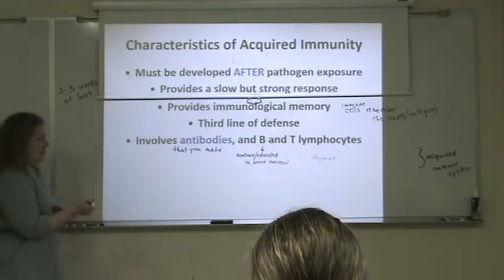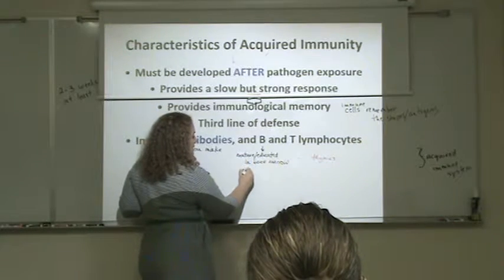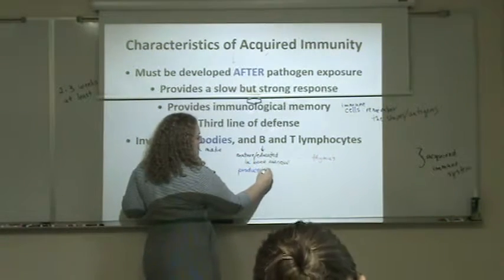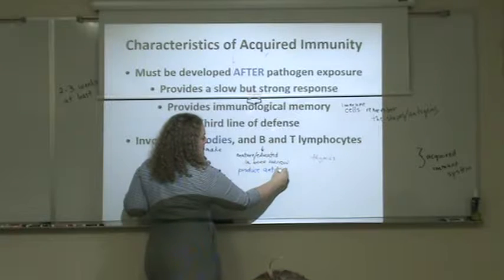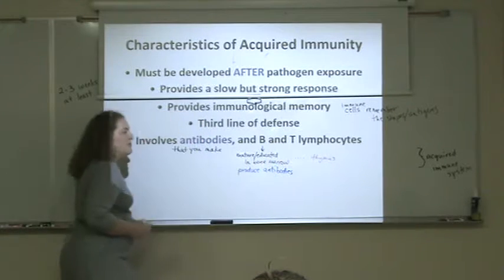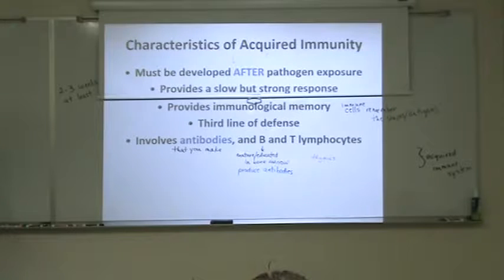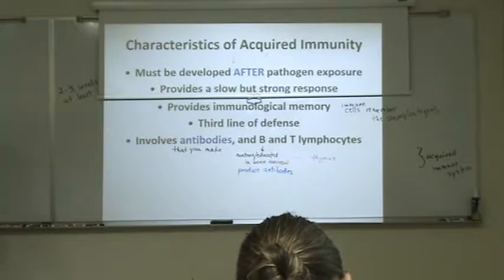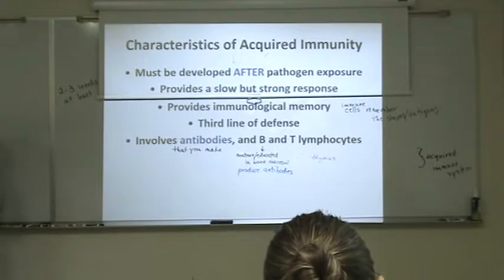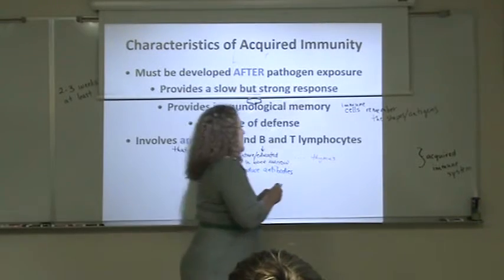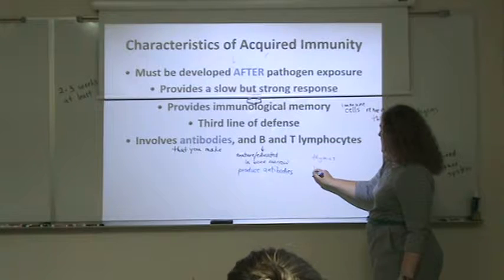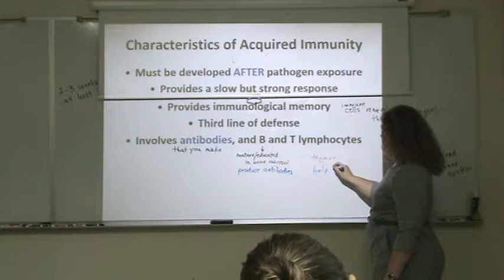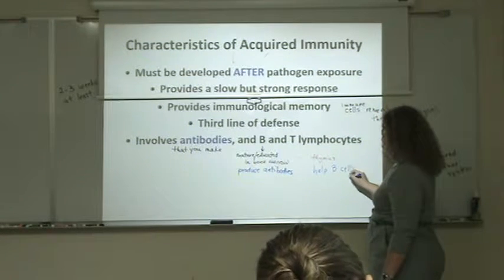B lymphocytes produce antibodies. B lymphocytes, or B cells, actually make antibodies, and we'll look in a minute at how antibodies even help you. B cells make them. T cells, or T lymphocytes, help B cells generally.